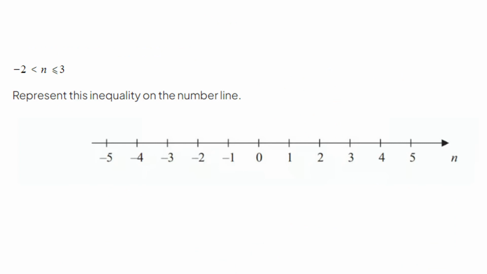What about something like this? How do we represent minus 2 is less than n, which is also less than or equal to 3? What this is saying is n is between minus 2 and 3. So let's look at minus 2. It's strictly less than, right? So we're going to have to put a hollow circle here. But look at the 3, right?